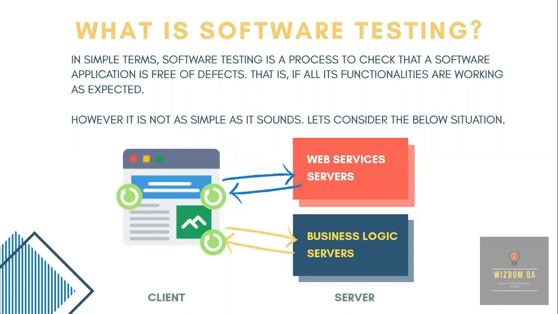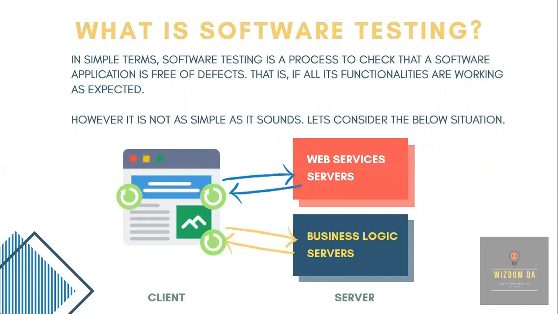On the right hand side, what we have is server, okay? Each and every one of these sections that you see in the application is fetching some data from these servers. There are two types of server which I'm trying to show you here. The first one is the web services server. What is web services? Web services is basically a server which is there to get you some information, okay?